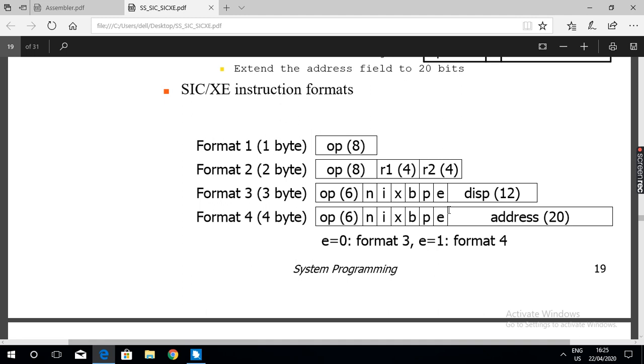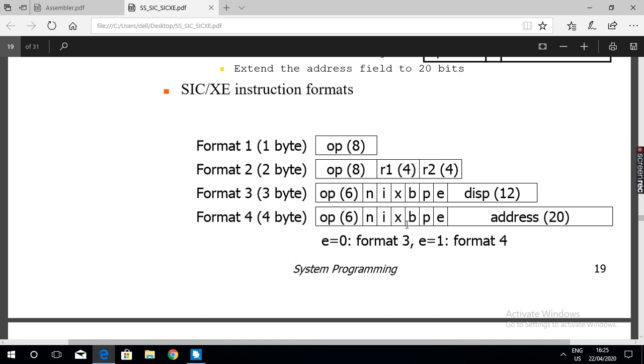So which addressing modes do you have? You have program counter relative addressing mode, base addressing mode, indexed addressing mode, indirect addressing mode, and one more, simple addressing mode. Based on which addressing mode is used to calculate the effective address, these bits are set.